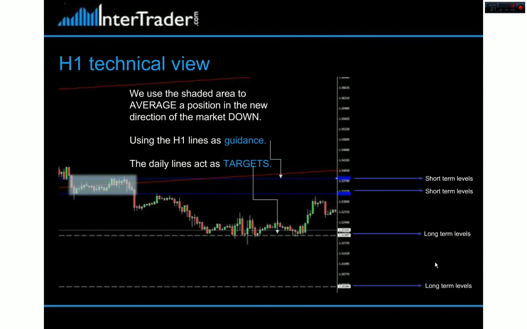So again, it's using hourly and daily targets combined. So you know where it's been in the past. So when it breaks through, again, these are higher time frame levels. On the shorter time frames, it goes down. That's great. You average into these low positions, and you wait for the market to get back to where it's been in the past. So you have targets to get in, and also targets to get out. And that's what traders generally miss. They don't stay in the trades for long enough.